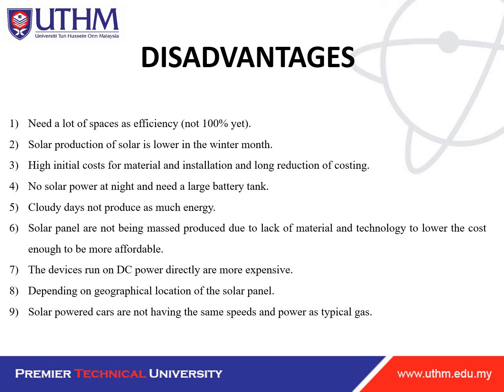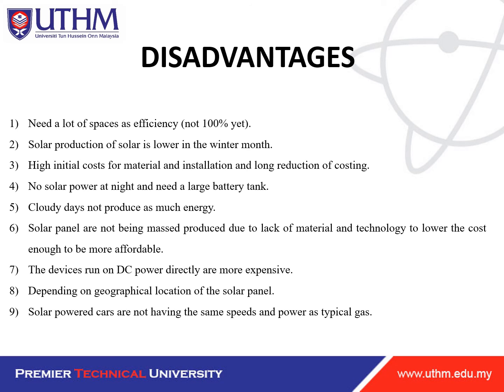But solar cells do not only have advantages, solar cells have disadvantages too. What are the disadvantages of solar cells? First, they need a lot of space as efficiency is not 100% yet. Then, production of solar is lower in the winter months. High initial cost for material and installation, with a long time for the cost to be reduced. No solar power at night and a need for a large battery tank. Cloudy days do not produce as much energy.